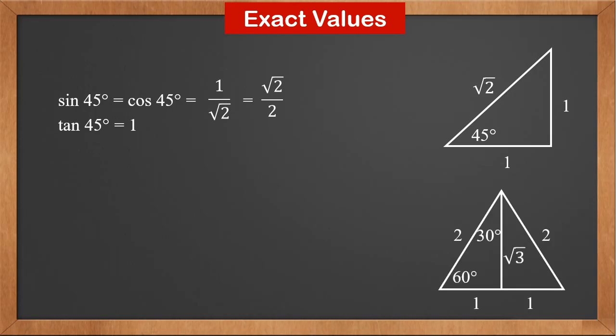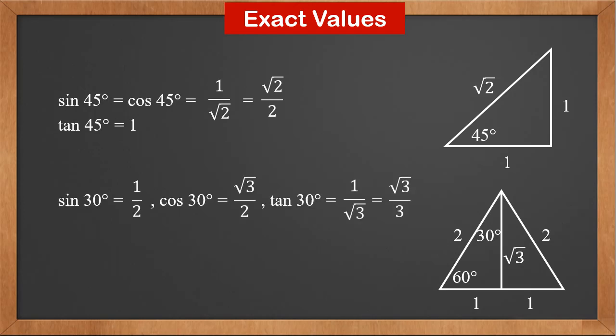This is an equilateral triangle. Each angle is 60 degrees. Each side is 2. The height bisects the top angle and the bottom side. So in the smaller triangle, the top angle is 30 degrees and the bottom side is 1. Therefore, the height is √3.